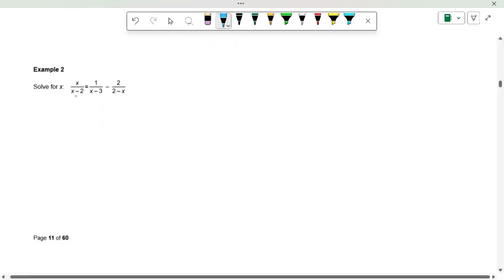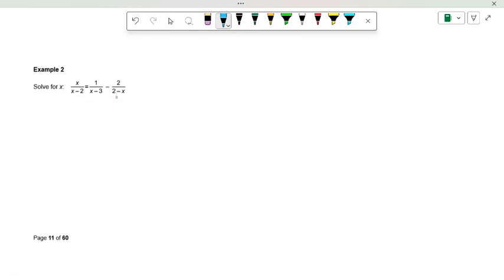So for example, here we don't need to multiply by x minus 2, x minus 3, and 2 minus x. We could change this last term to plus 2 over x minus 2, and now the only denominators that we need to multiply by are x minus 2 and x minus 3.